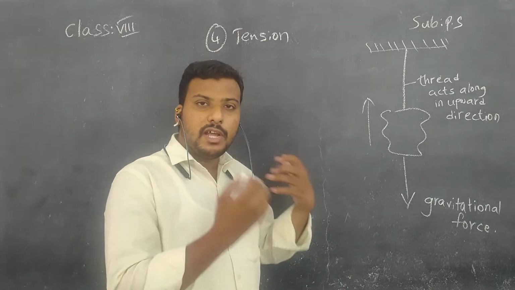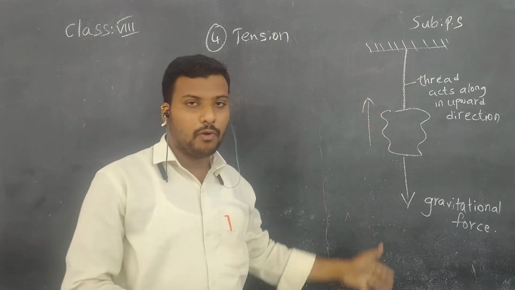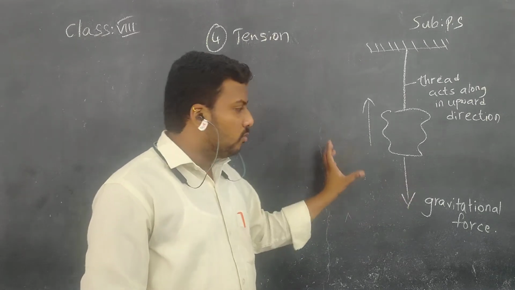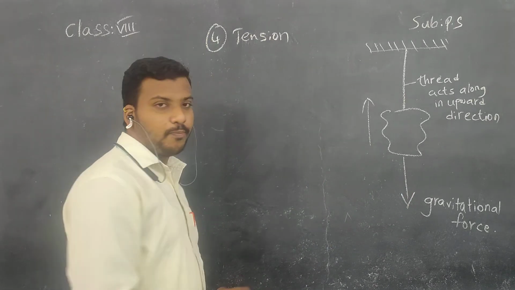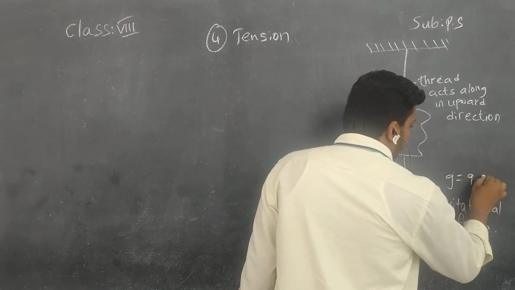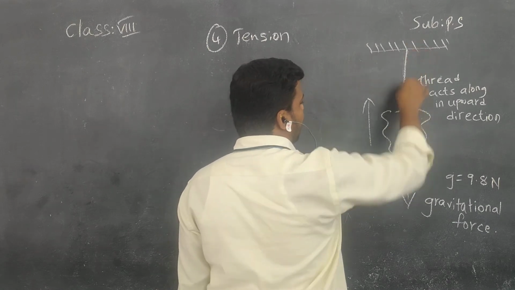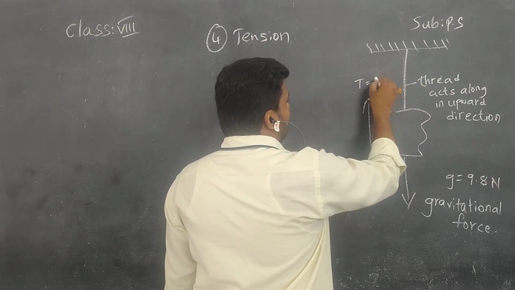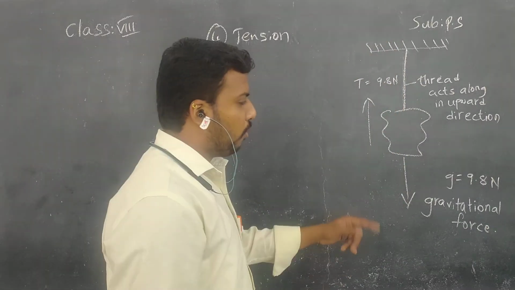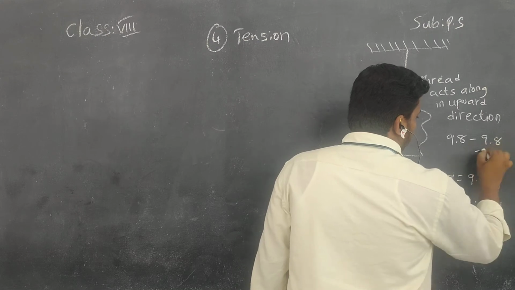If suddenly I did some magic upward, the thread may be cut and the stone may fall down due to gravity. Again, here too, both the forces are balanced, children, because whatever gravity is applying is 9.8 newtons. The tension in the thread also, along its direction, gives 9.8 newtons. So 9.8 minus 9.8, what will it be? It will be 0.